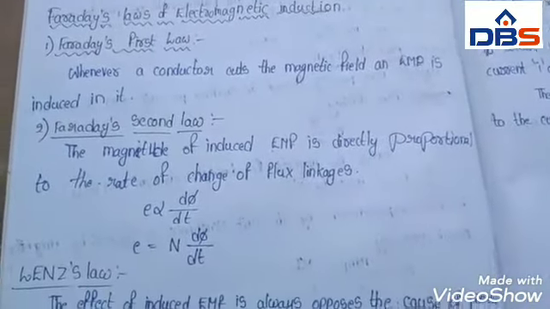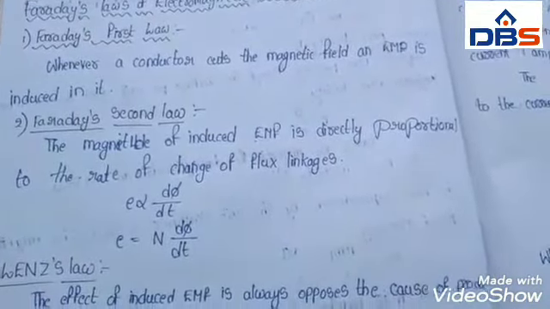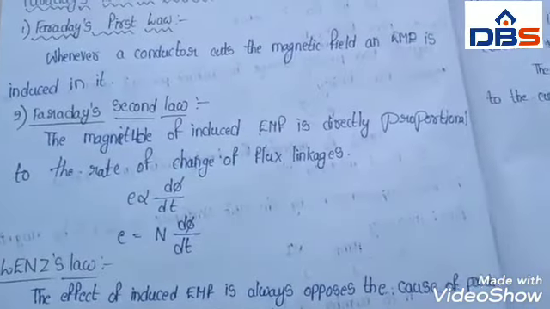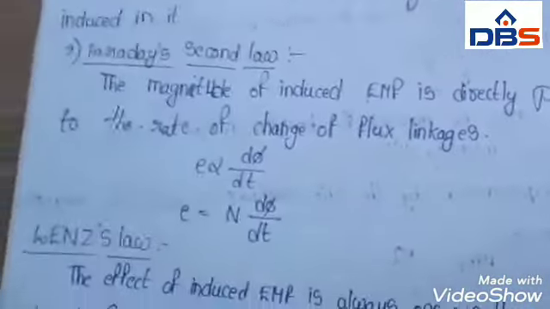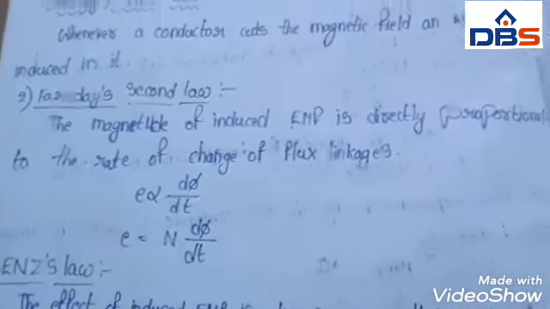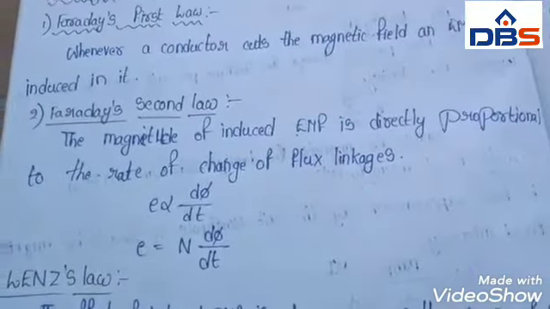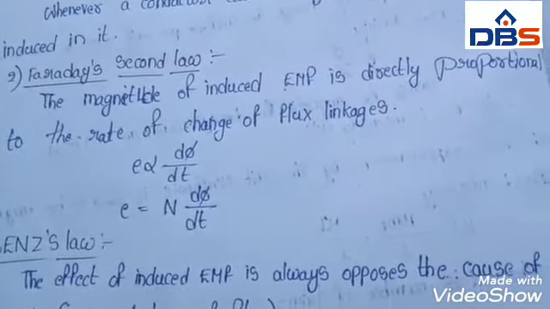Now the second law, which tells how much EMF is induced in the conductor. That is Faraday's second law. The rate of change of flux linkages is the magnitude of the EMF, that is, E is equal to N into d phi by dt.